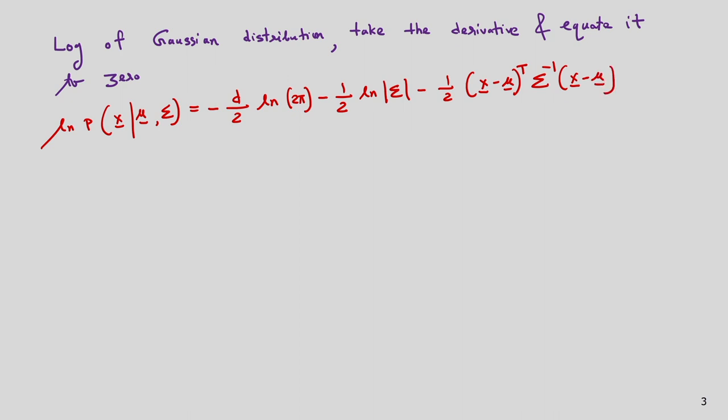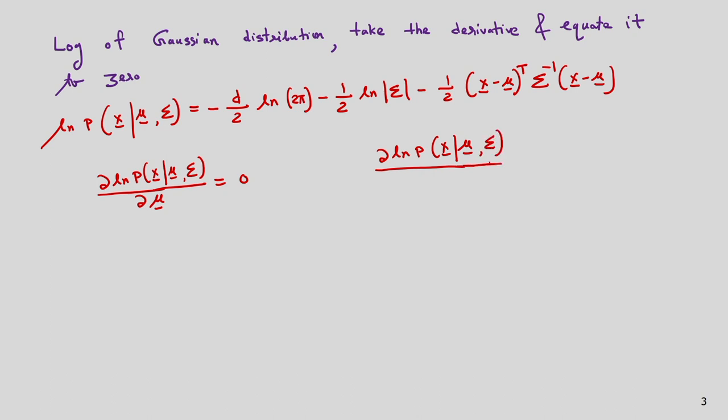So we are taking the log of the Gaussian distribution, and after this I have to take the derivative with respect to the parameter mu, and equating it to 0. And for the other parameter, that is the covariance matrix, again I am taking the derivative with respect to the covariance matrix and equating it to 0. So corresponding to this one, I will be getting the estimated mean by the maximum likelihood estimation technique.